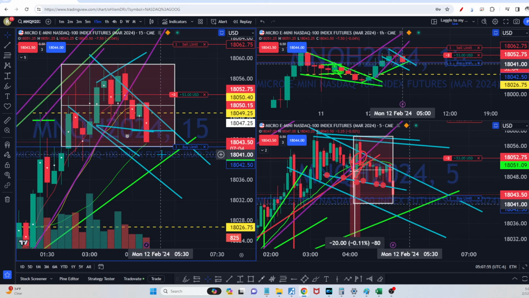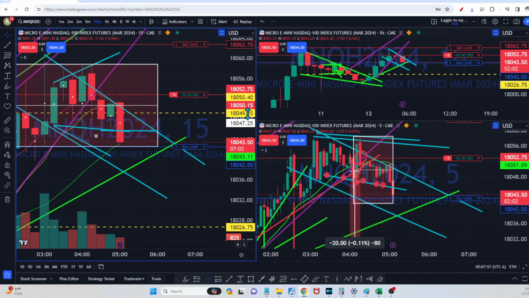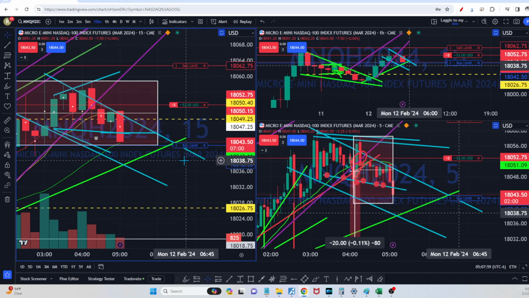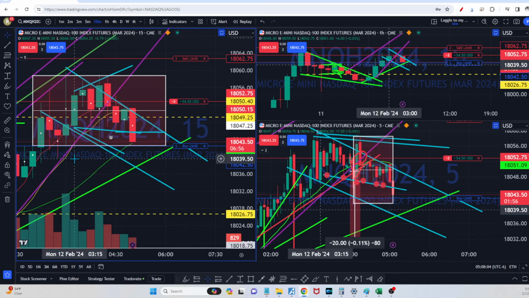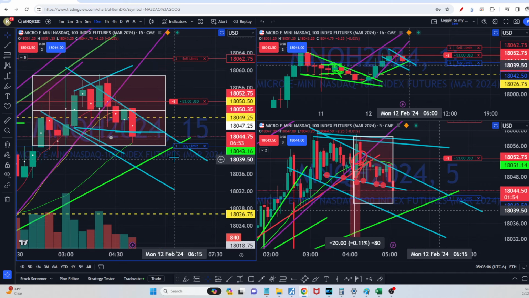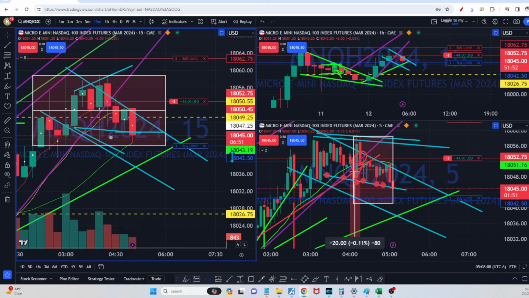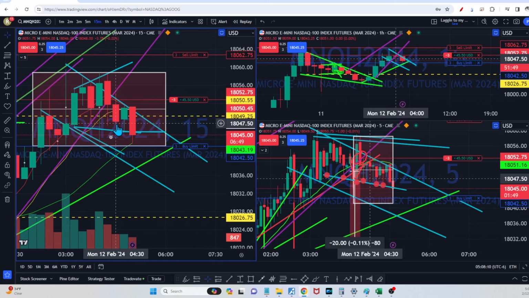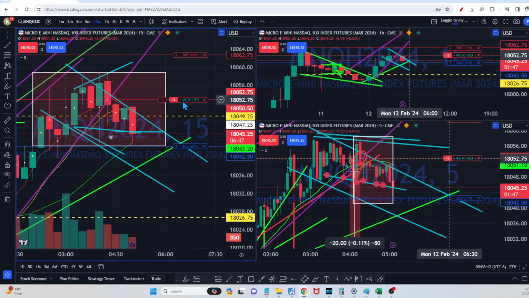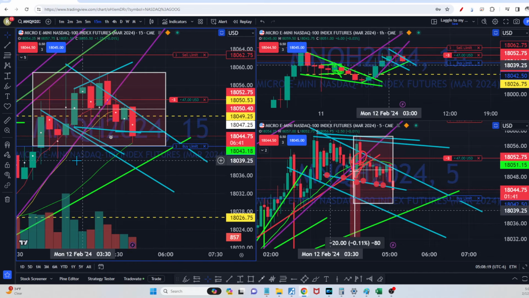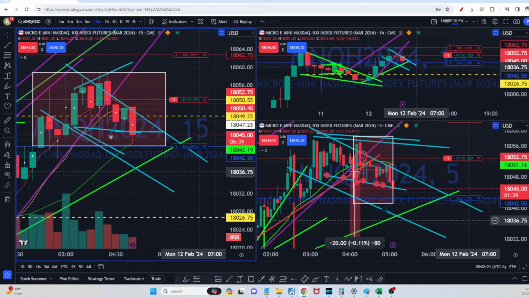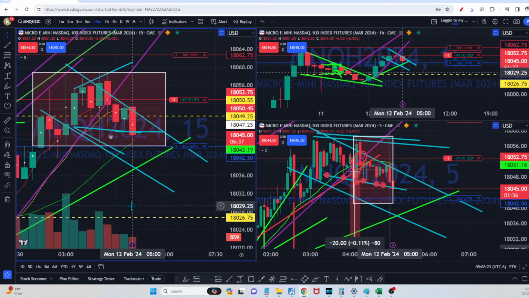Most of the time, though, I've heard it called don't be a nit for a tick. Don't be so picky that you only get out at the exact price that you want, because you might have something happen like this. I gave up $18 trying to win two. We're trying to win six. But I think we're coming down here on this bar. We're gonna spike on the next, so I'm gonna stay in this.